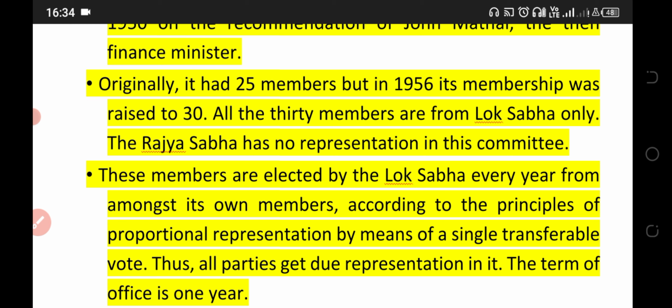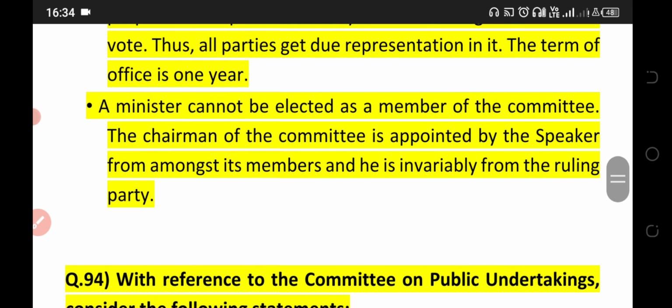Its members are elected by the Lok Sabha every year from among its own members, according to the principle of the proportional representation by the means of single transferable vote. Thus, all parties get due representation in it. The term of office is 1 year. A minister cannot be elected as a member of the committee. The chairman of the committee is appointed by the speaker from among its members, and he is invariably from the ruling party.